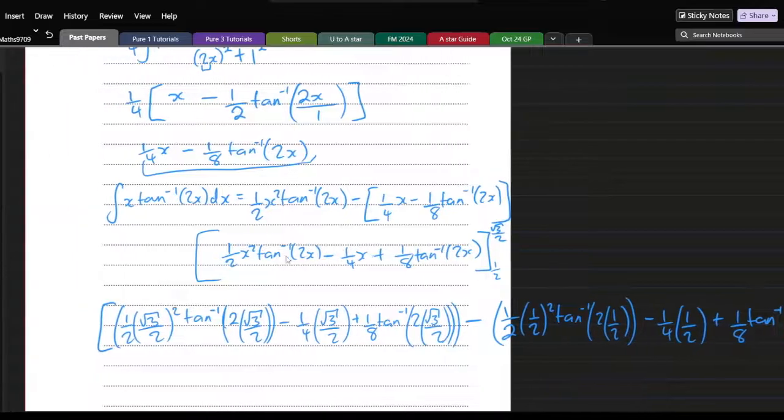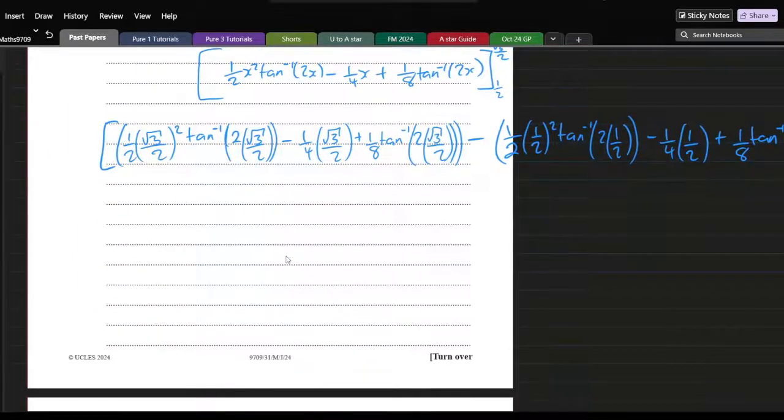Okay, now we need to evaluate what this simplifies to. So let's start with 1 over 2 times, that's root 3 over 2 squared. This part over here gives us a 3 over 8. Right, and now we need to evaluate arctan of 2 root 3 over 2. So that's arctan of root 3, and that gives us a third pi.